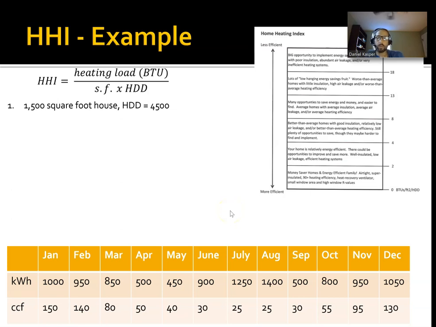Okay, so now I'm going to go over an example of home heating index. Really, I'm going to give you a partial example here, but I'm going to let you figure out some of the details, which you'll do in your lab today.